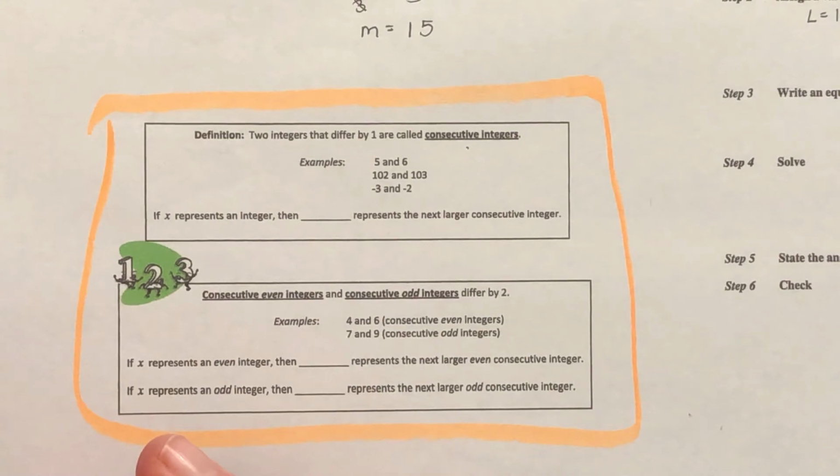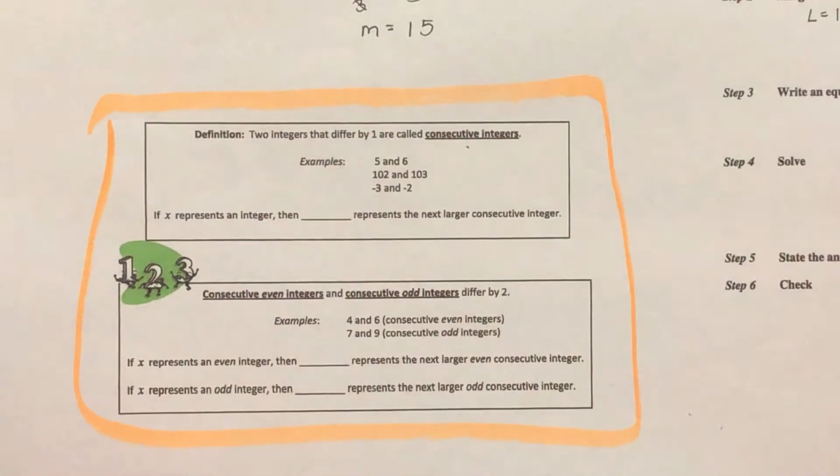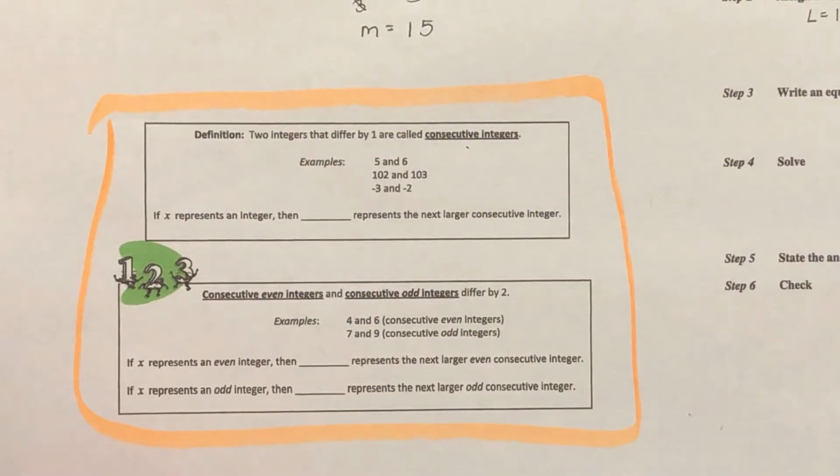If you are talking about consecutive days, it's two days beside each other, Monday and Tuesday, Friday and Saturday. Consecutive months, January, February, March, April. They're anything that are beside each other, one after the other.